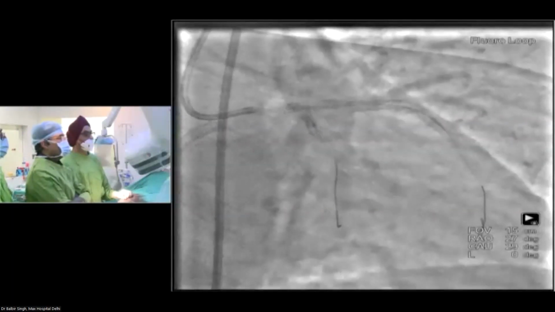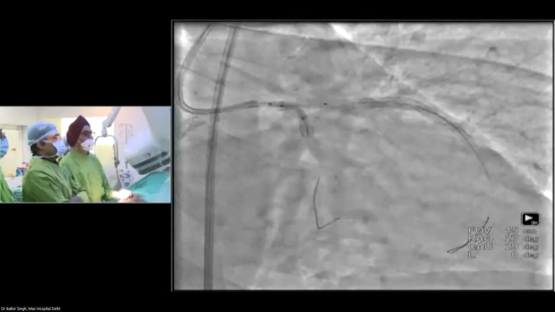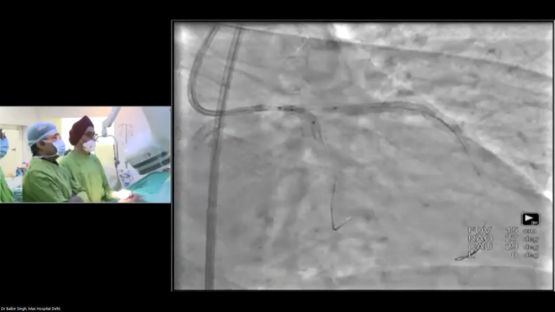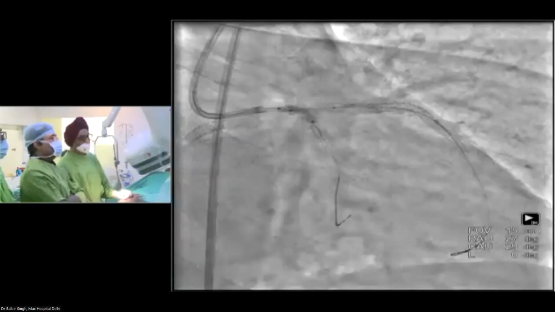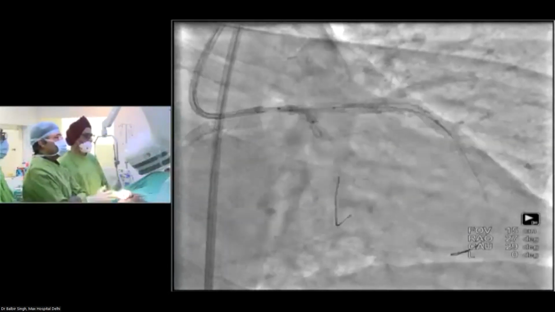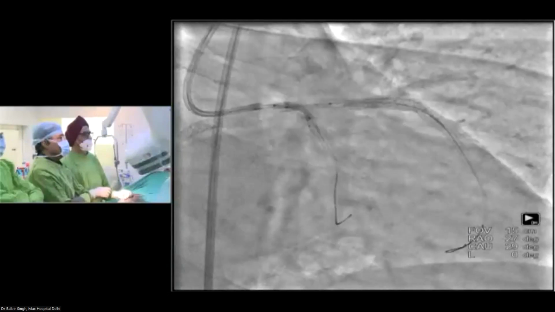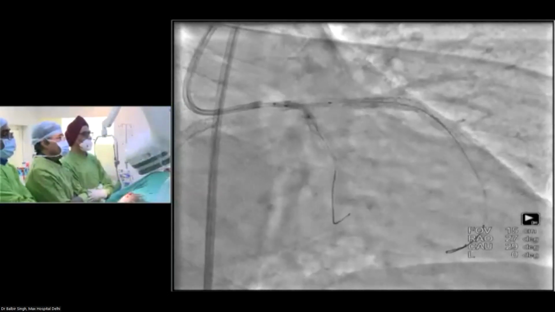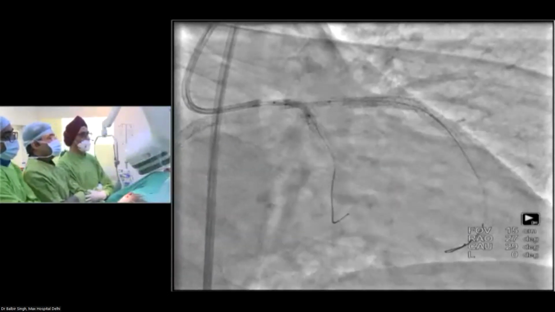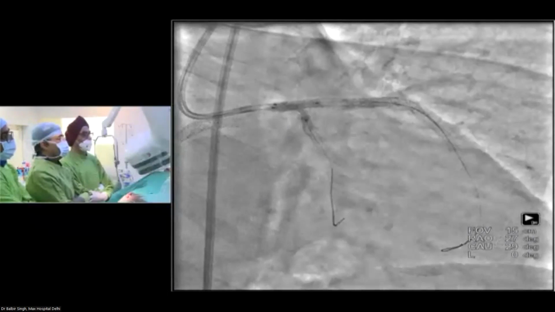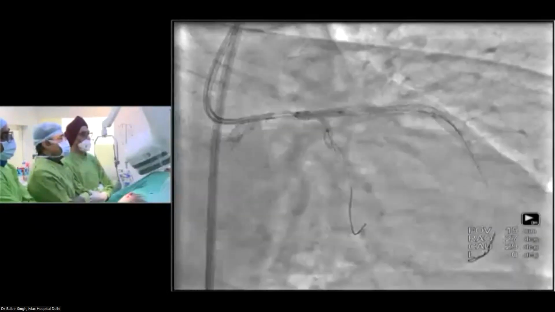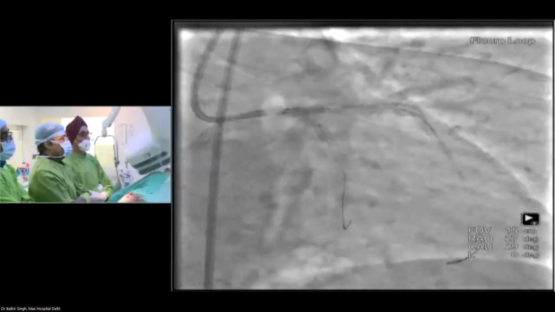Next. Then a kissing with a 3.5 and a 2.5. I didn't want to take a bigger balloon in the circumflex. I wanted to avoid another dissection. Yes, I think 2.5, just to open the struts. So you see this is 20 atmospheres pressure on the non-compliant 2.5 balloon. Next. Then 20 on the 3.5 and finally an 8 millimeter kissing inflation. You see that? Very good.